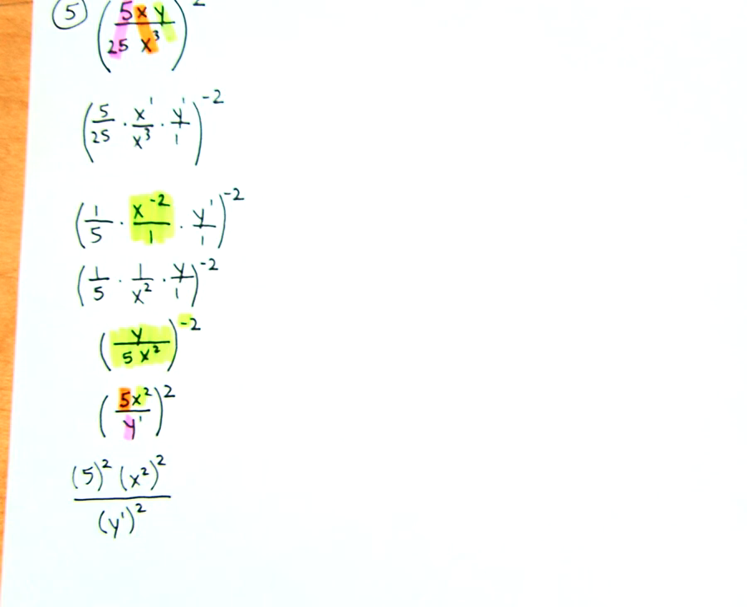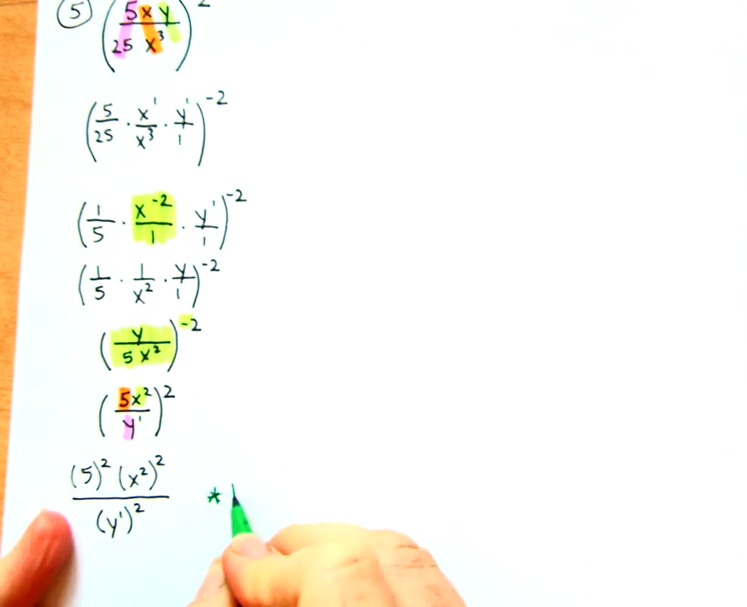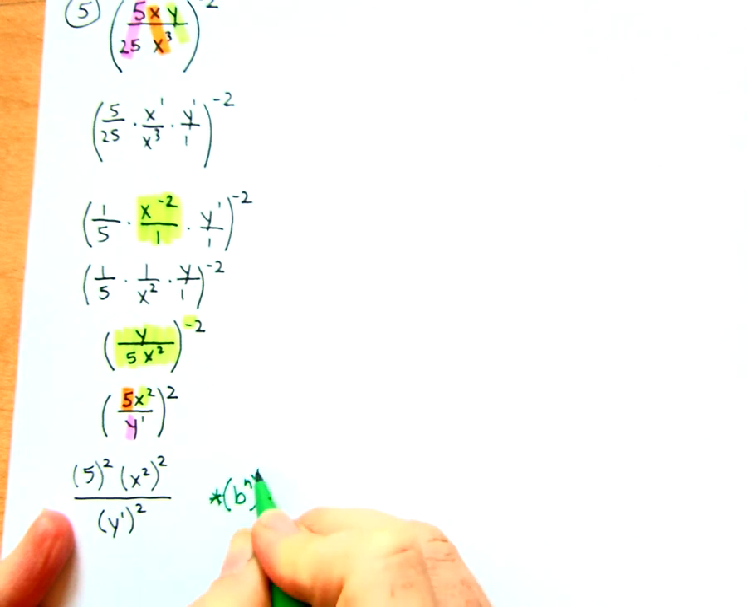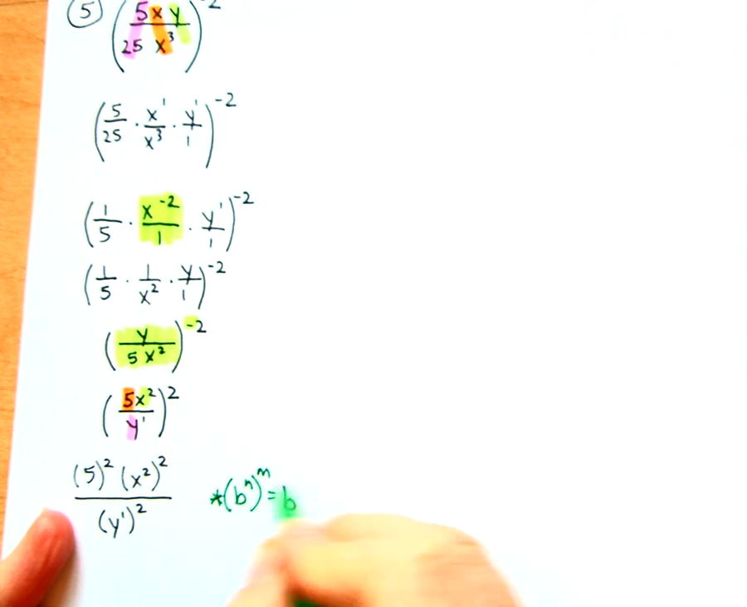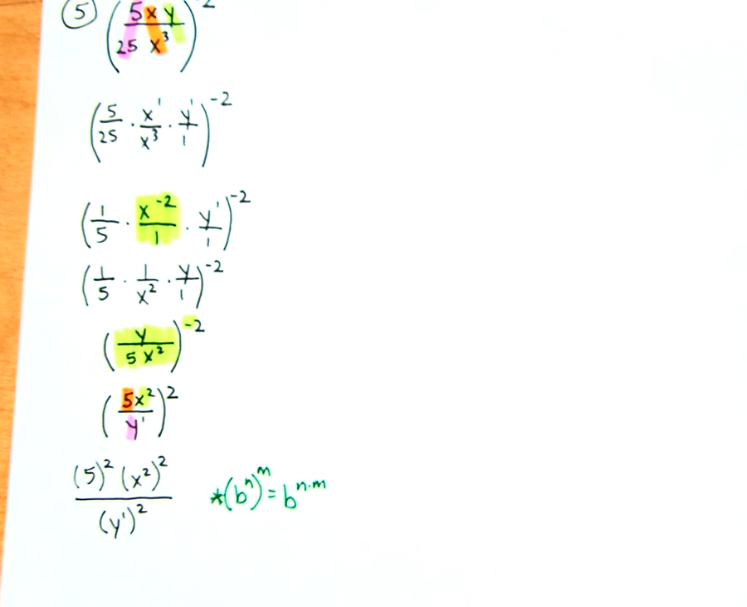And I need to remember an exponent rule right here. I need to remember the rule that says if I'm taking a base that is already to some power to another power, then I multiply this as n times m. So I'm remembering that rule here.